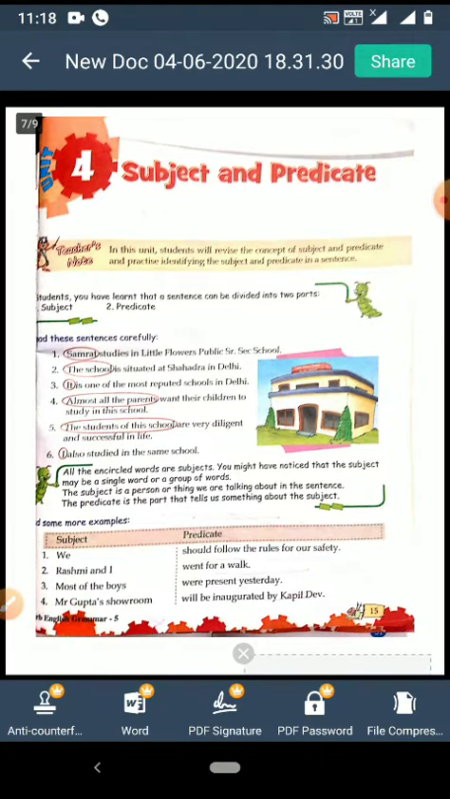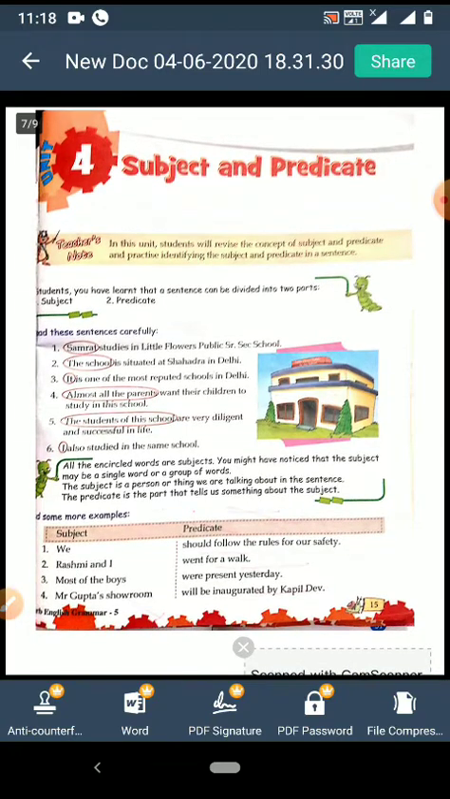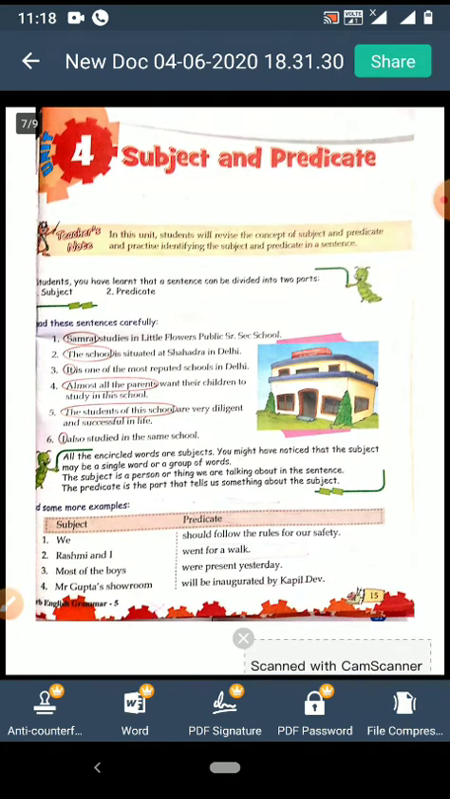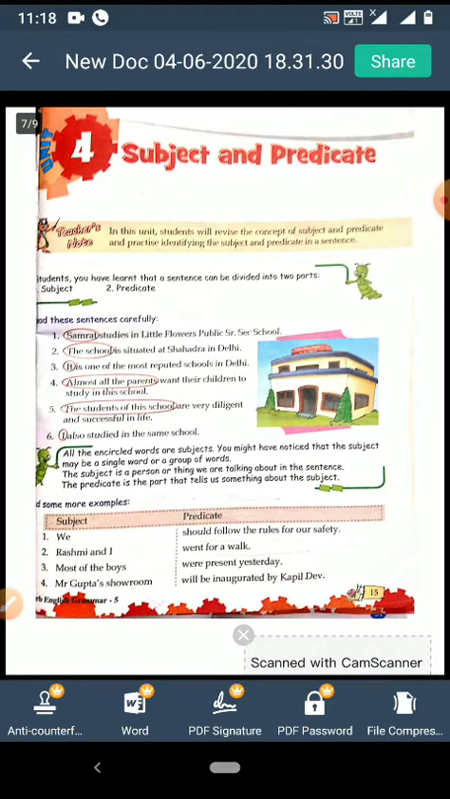I also studied in the same school. Who are we talking about? We are talking about I. So I is the subject, while also studied in the same school is the predicate. Now, all the encircled words are subjects. You might have noticed that the subject may be a single word or a group of words. It is not necessary that a subject consists of a single word.